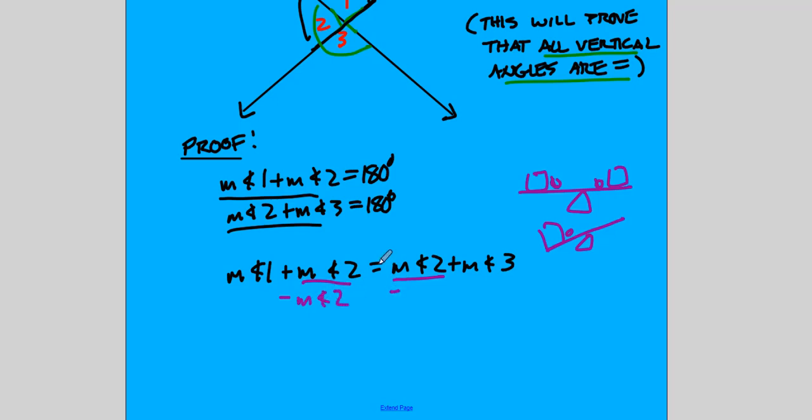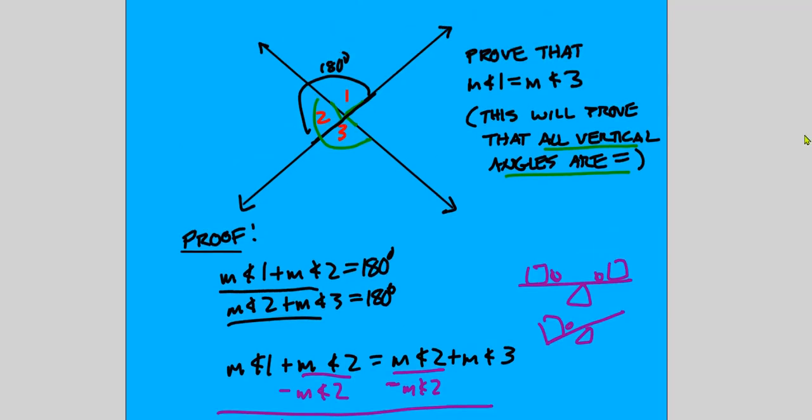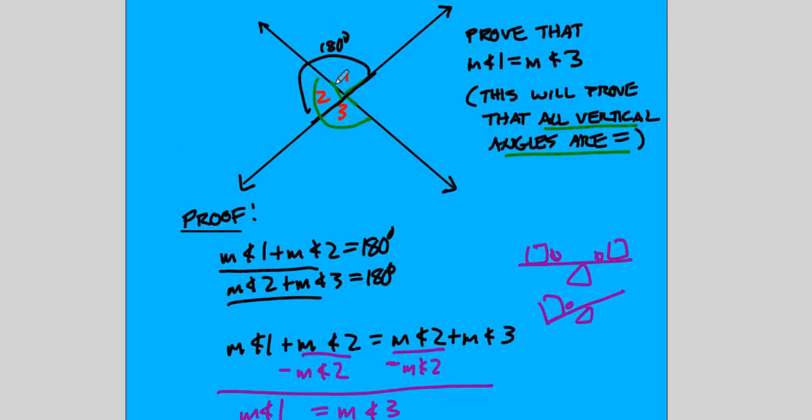So when you solve an equation, there's an equal sign there, that's why it's called an equation. I'm going to subtract the measure of angle 2 from both sides. Well, anything minus itself is 0, so I'm left with the measure of angle 1 equals the measure of angle 3, which was what I was trying to prove. So this is a proof because here's angle 1, angle 3 have the same measure, and they are vertical angles. So all vertical angles will always be equal.